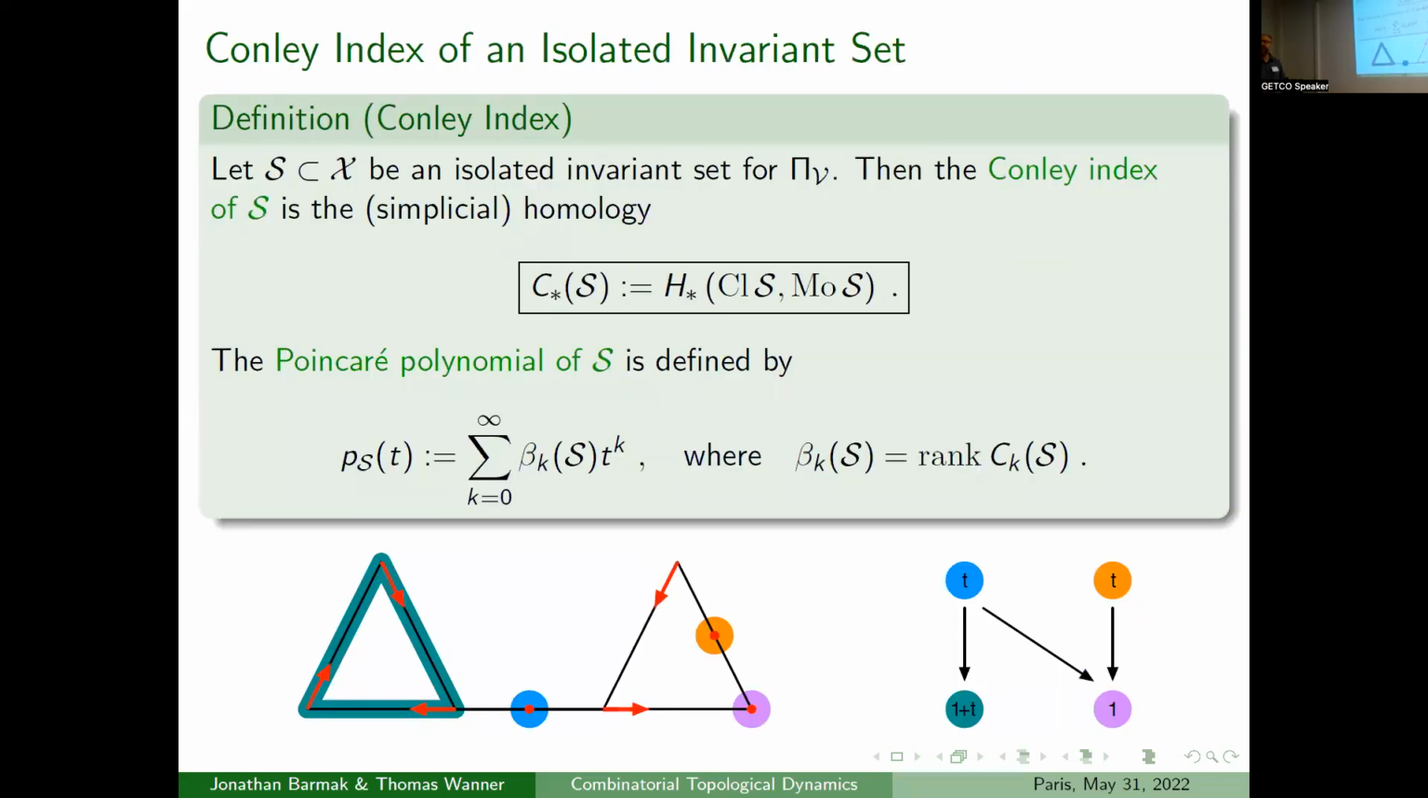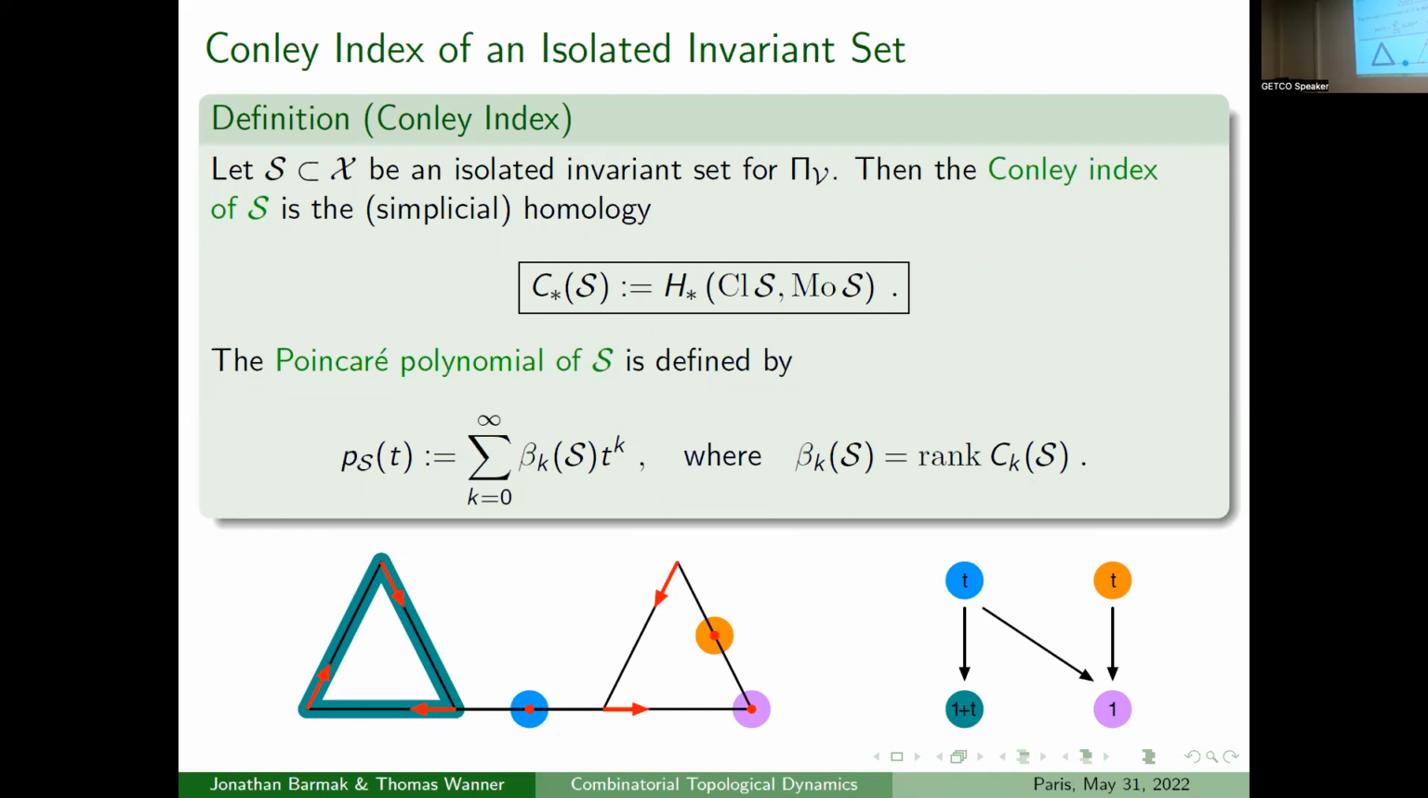But the nice thing is now I can define the Conley index. And defining the Conley index, I do exactly the same thing as in the classical setting. In the classical setting, I had an isolating block. I have an exit set B minus that's closed. So I can talk about the relative homology B with respect to B minus. Same thing here. I have an isolated invariant set. So the mouth of S is closed. The closure of S obviously is, so these are just two simplicial subcomplexes. I can talk about the relative simplicial homology, and this is going to be the Conley index of this isolated invariant set.